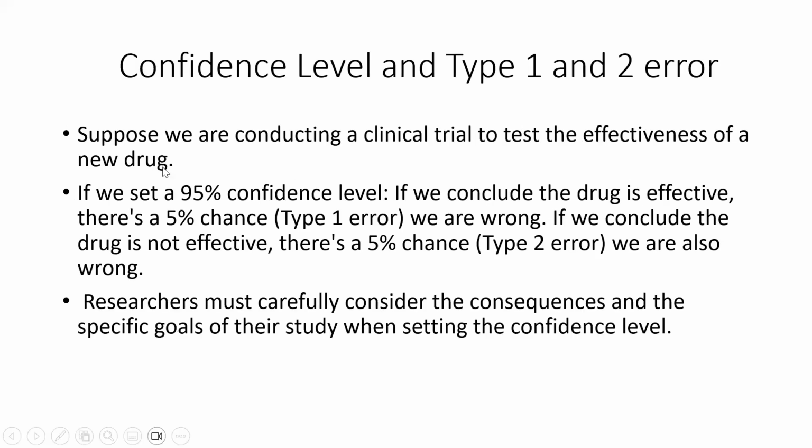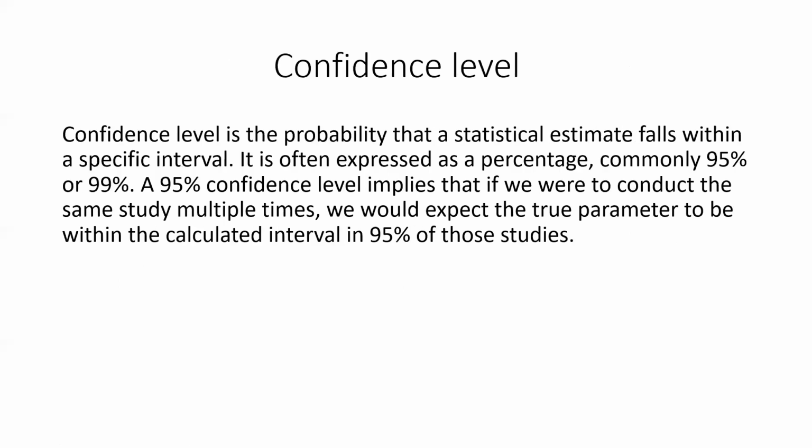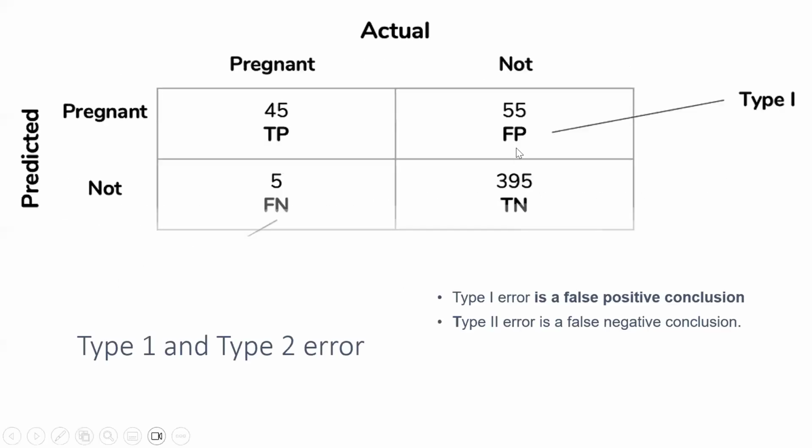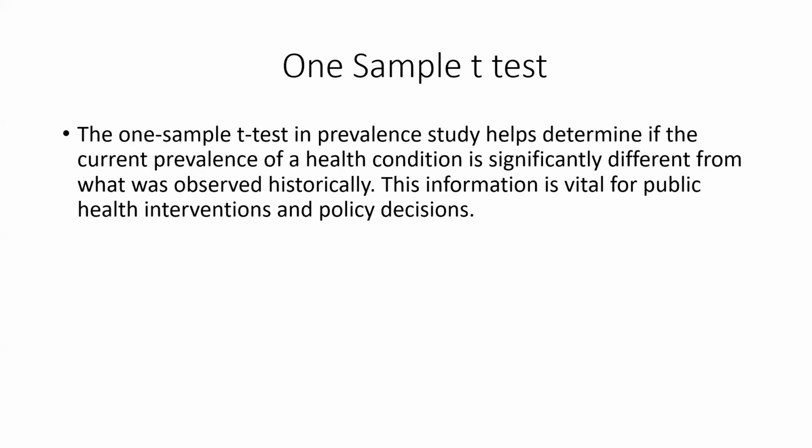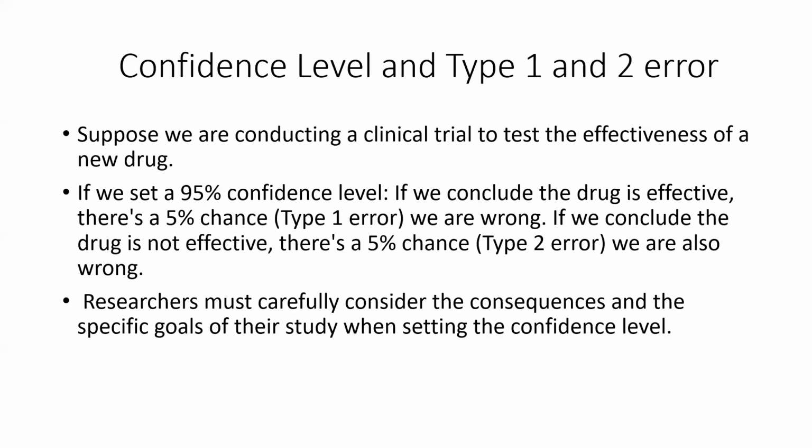And then we will see the confidence level and type 1 and type 2 error. There is some connection between the confidence level and type 1 and type 2 error. Type 1 is a false positive from the confusion matrix. Type 2 error is a false negative from the confusion matrix. We will see what the relationship is between the confidence level and type 1 and type 2 error.